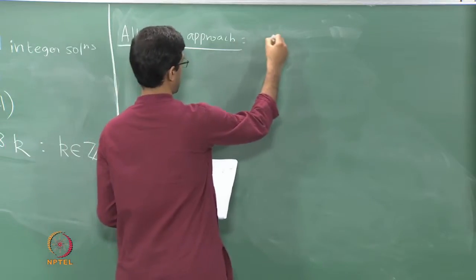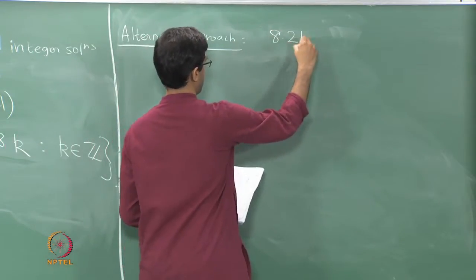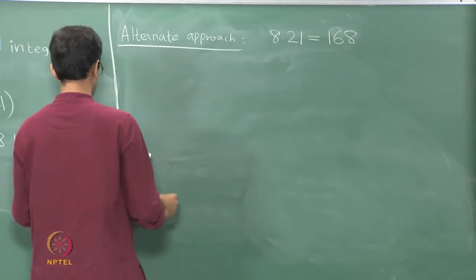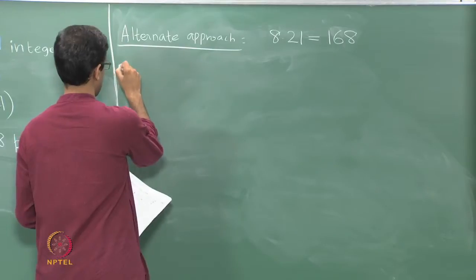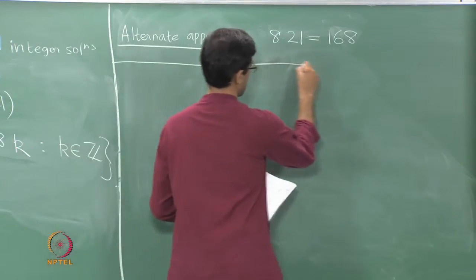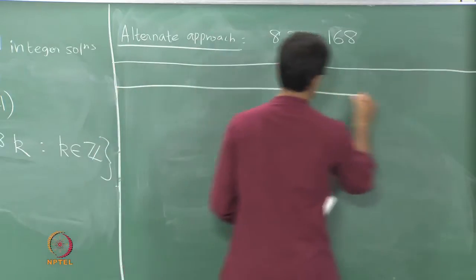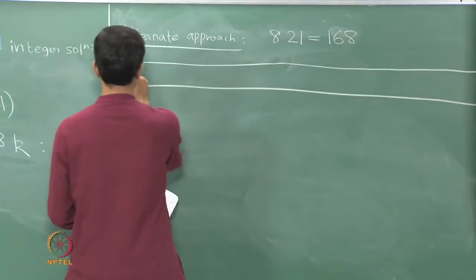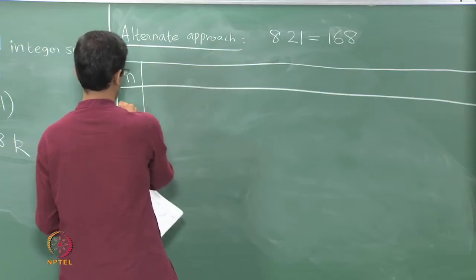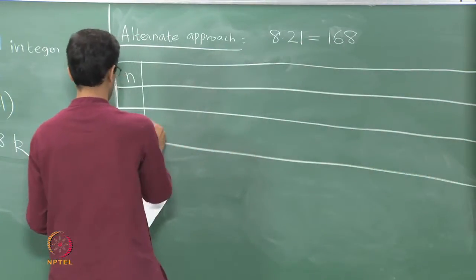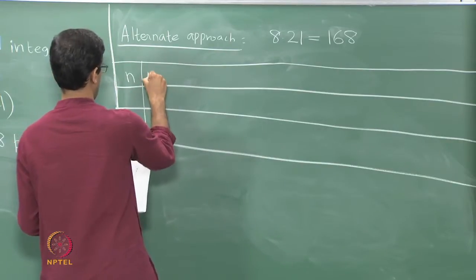Let's take the same two numbers, 8 and 21. Observe 8 times 21 is of course 168, as we just said, and let's make a list. Of course I'm not going to be able to do this, but imagine that we write out a list of all numbers from 1 through 168, and now I'm going to make a table. I'm going to write out all the numbers.